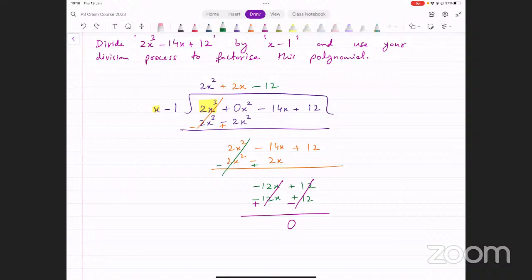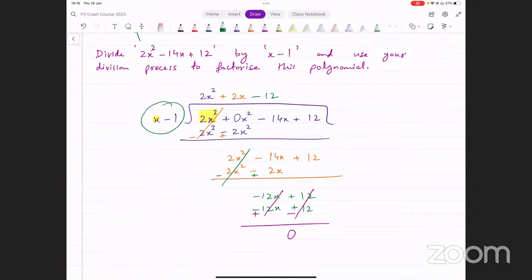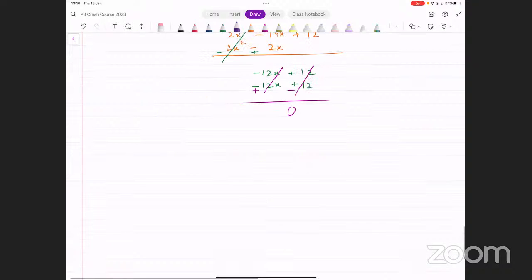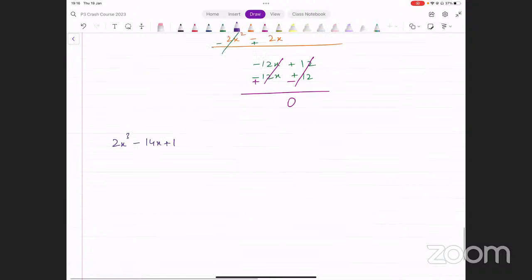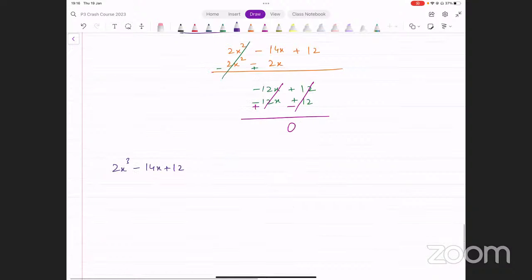You know now that this is a factor because the remainder is 0. All right. So the polynomial that we had at the top, if you have to write it like this, is 2x cubed minus 14x plus 12. This was the polynomial. So one factor that we got for this polynomial is x minus 1.